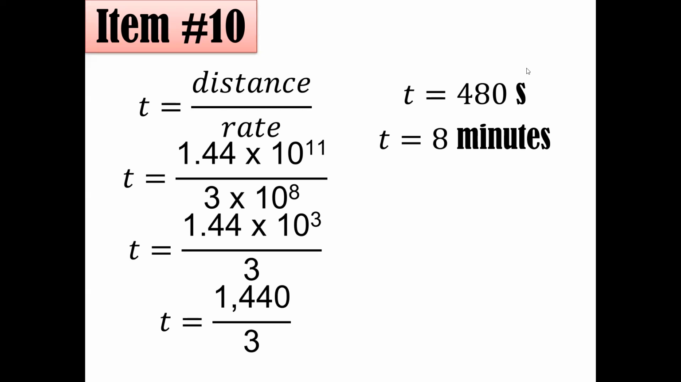No, hindi ko na po nilagay yung unit. But of course, a minute is 60 seconds. So dividing 480 by, and remember, to convert a smaller unit to a larger unit, divide po natin siya. So 480 divided by 60 is 8. Hence, it takes 8 minutes for light from the sun to reach the Earth. Letter C.